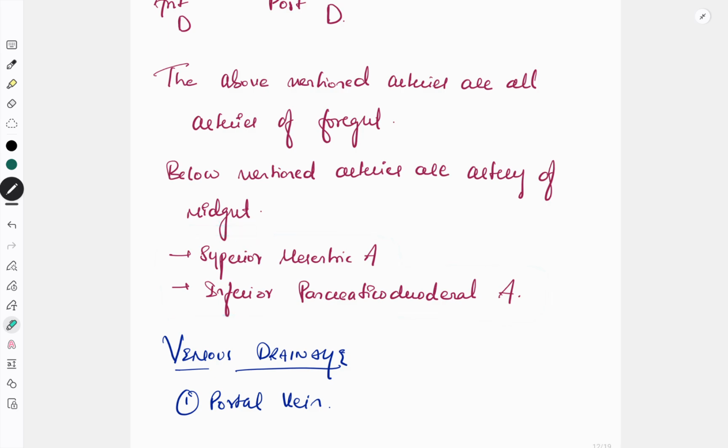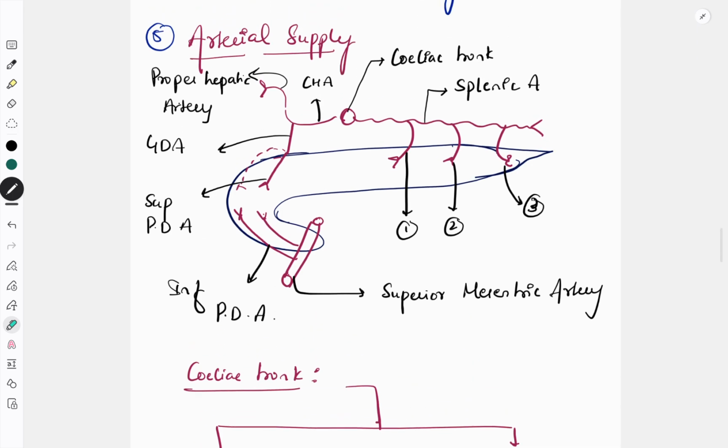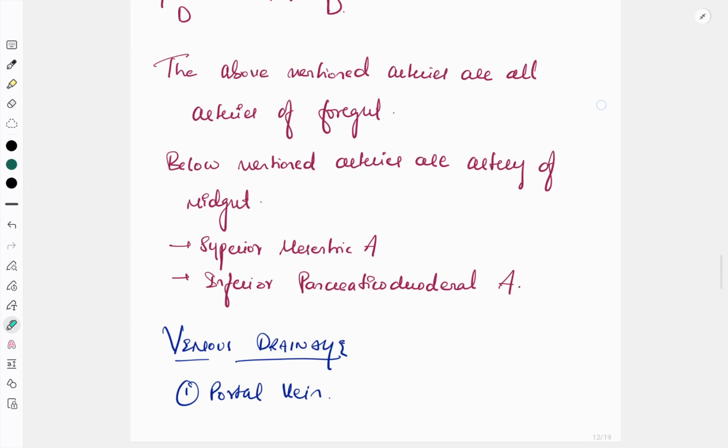So what are these arteries? This is the superior mesenteric artery and a branch from it, the inferior pancreatico-duodenal artery. So this is the blood supply of your pancreas. This diagram is important. This flowchart you can write on your own if you know the diagram.